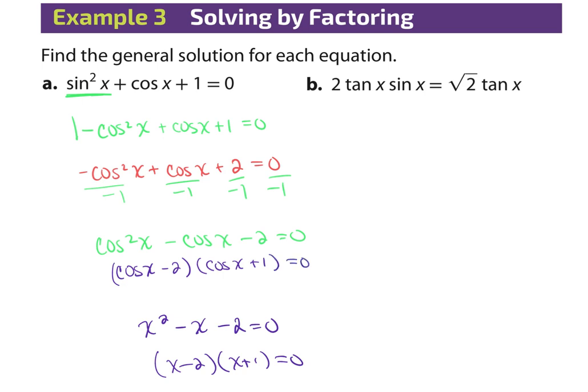And then I can just set each one equal to 0. Cosine of x minus 2 equals 0. Cosine of x plus 1 equals 0. If I add that, this is called the unit circle. What's the very largest cosine I can have?